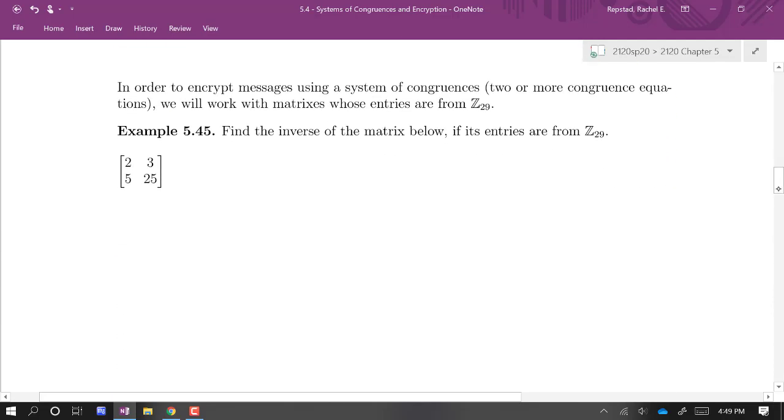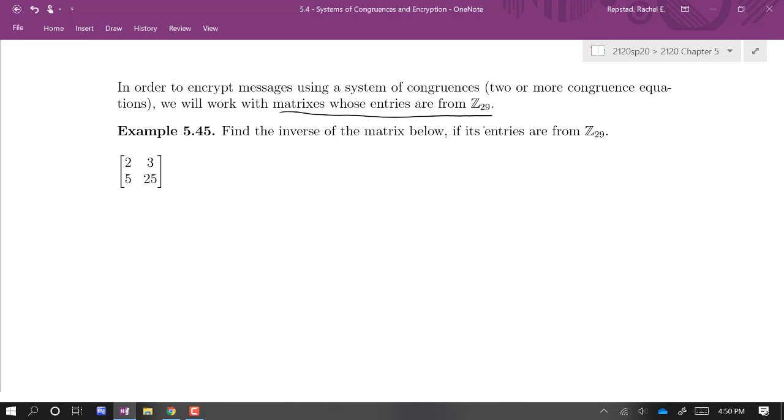In order to encrypt messages using a system of congruences, we're going to work with matrices whose entries are from Z29, right? In the last section we just worked with matrices whose entries were from the real numbers, so we had fractions and stuff in there. But this time all of our entries are from Z29, and we're going to use matrix multiplication to do some encryption. And in order to encrypt or decrypt a message, we'll also need to be able to find the inverse of a matrix.